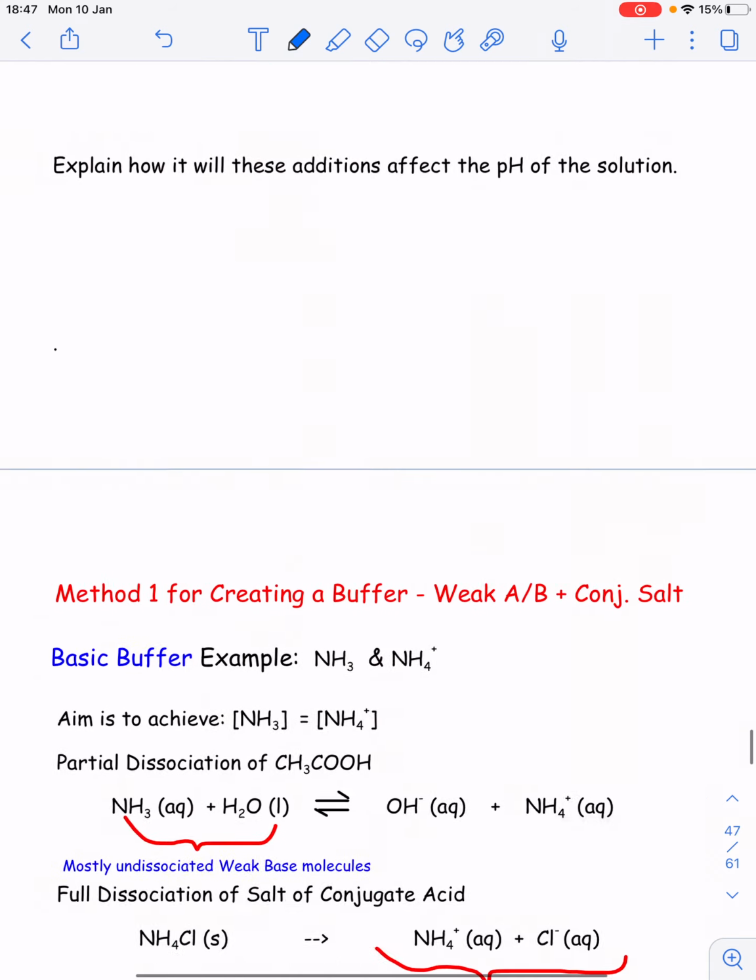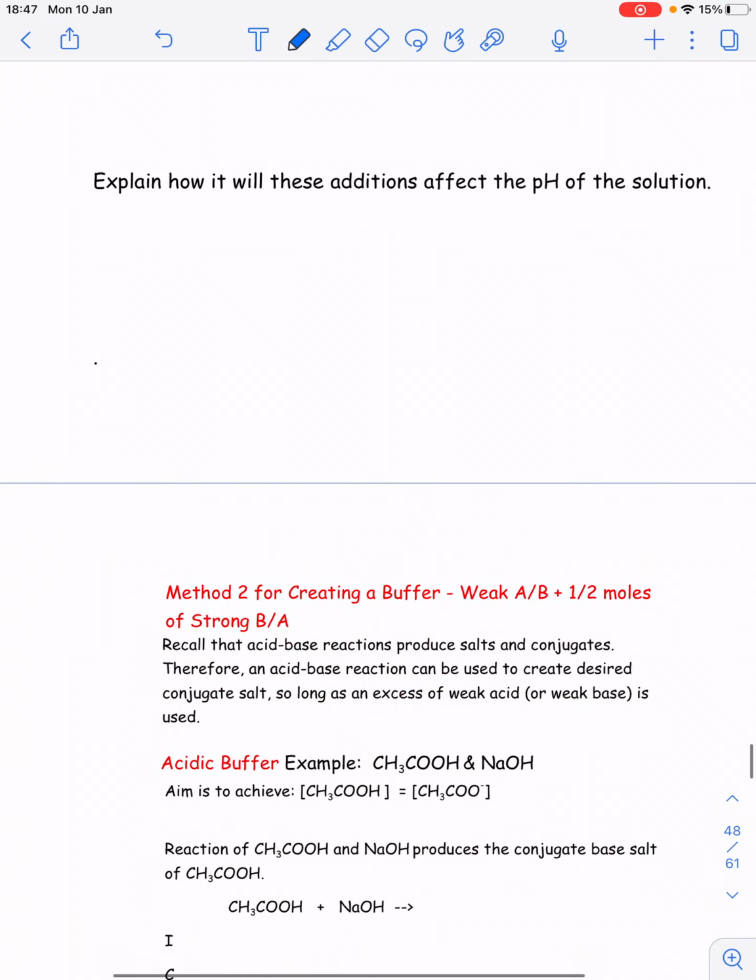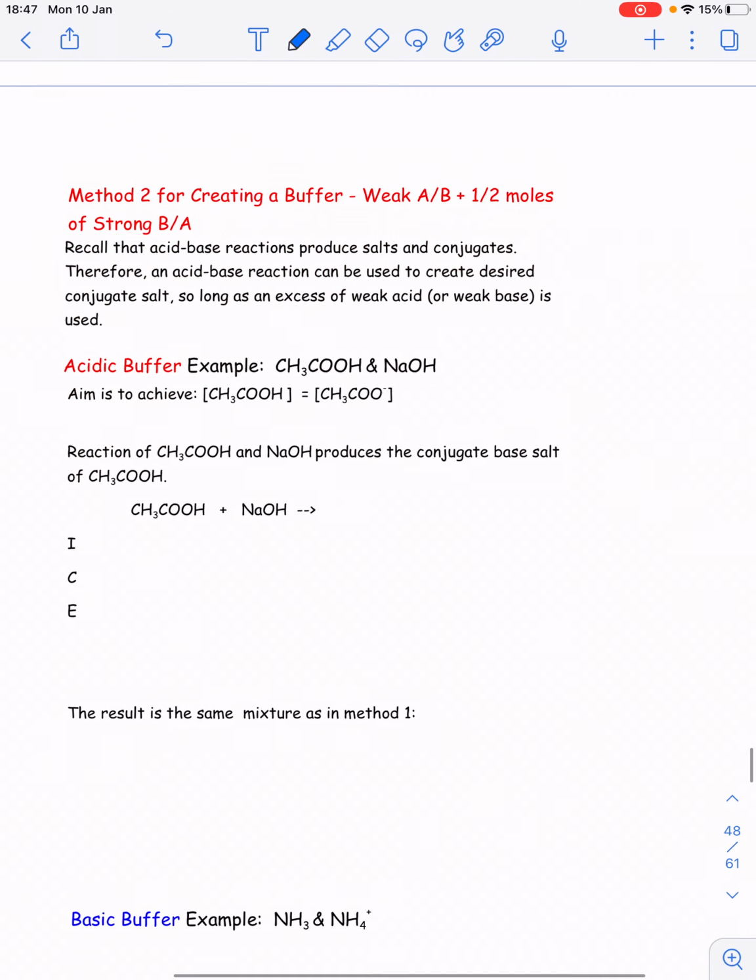I'm going to skip all this part on method 1, and skip ahead to the pages where it talks about method 2. So in method 2, this is essentially our titration of a weak acid and a strong base. One key thing is that when we make these buffers, we're never going to have any strong acid or base left in the mixture. But we can use strong base to neutralize some of the weak acid.